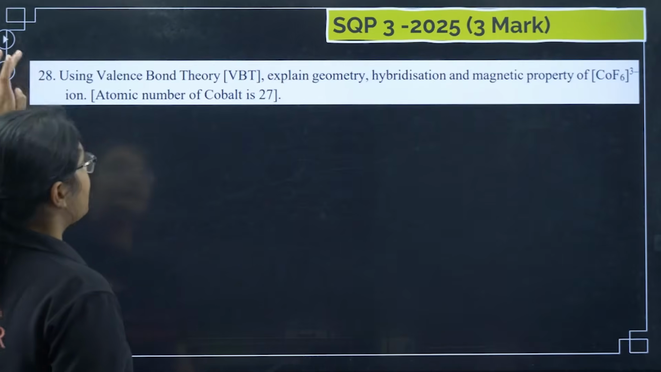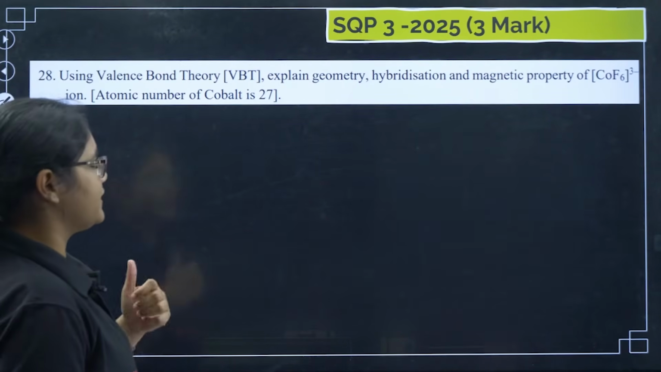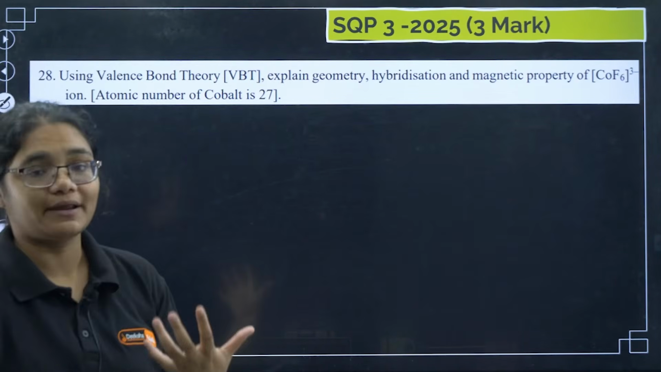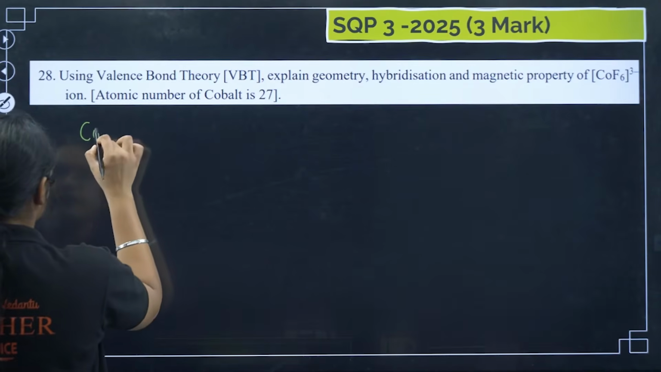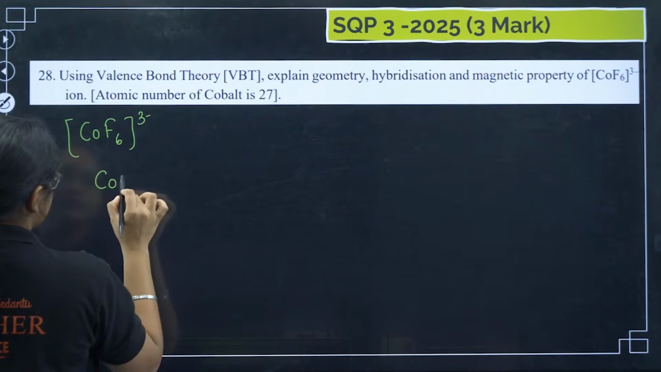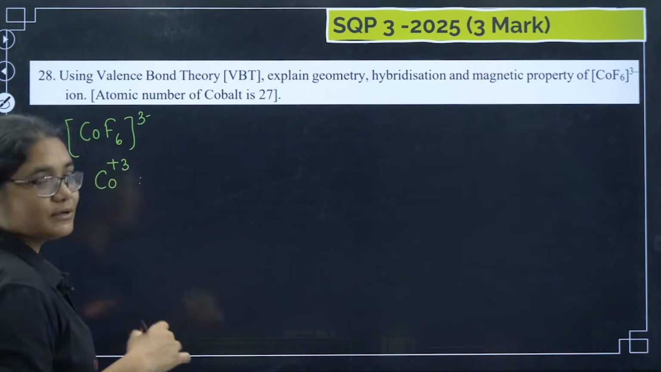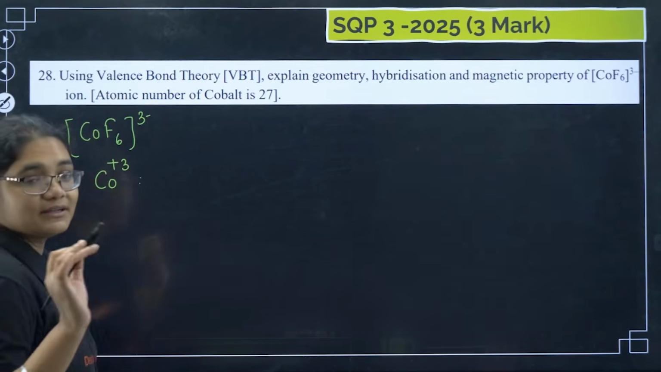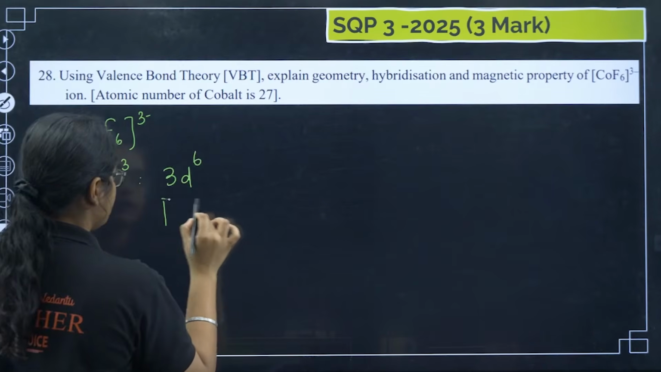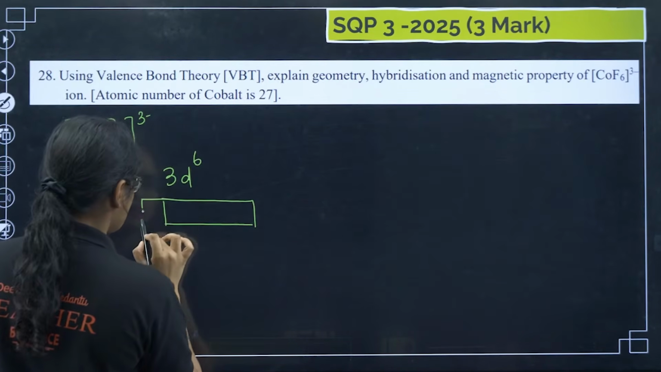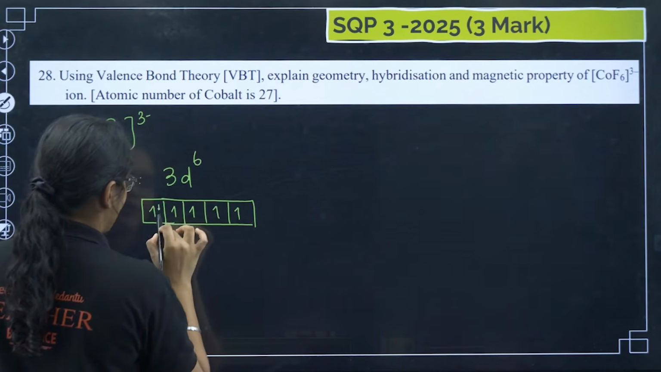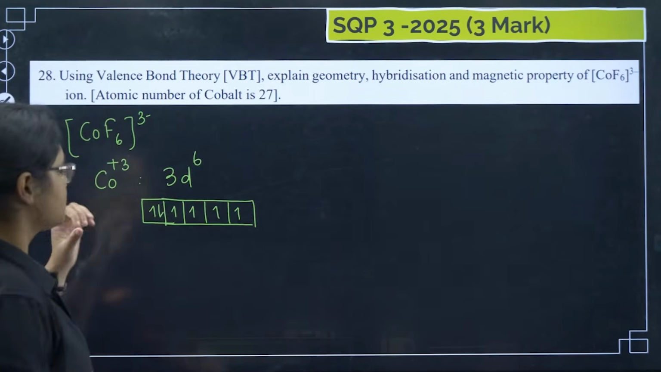Okay. Now we will have the next question: using valence bond theory, explain the geometry, hybridization and magnetic property of CoF6 3 minus ion. Okay. So first of all, if I write CoF6 3 minus, what is the oxidation state of cobalt here? +3. Okay, so what is its electronic configuration? Normal cobalt is 3d7 4s2. So this one will be 3d6. Okay, how can I draw it? If you have like this, 1 2 3 4 5, 1 2 3 4 5 and 6. Okay, this is the 3d6 configuration.